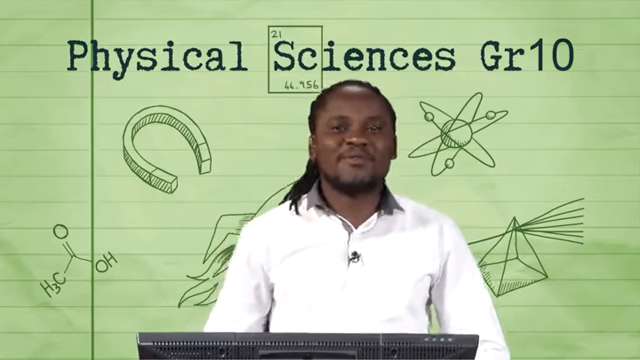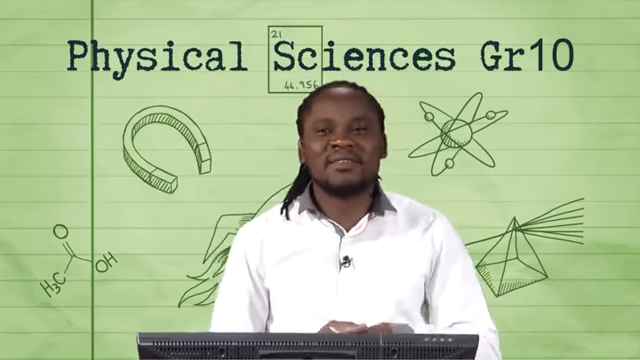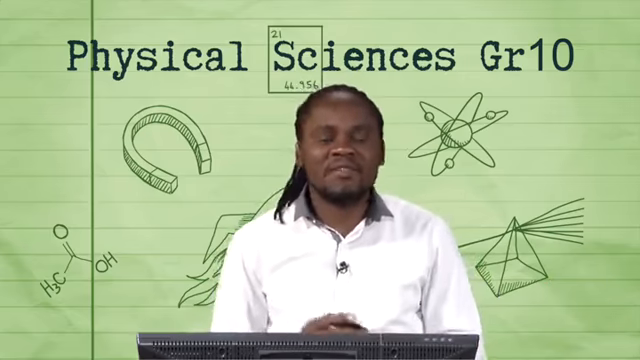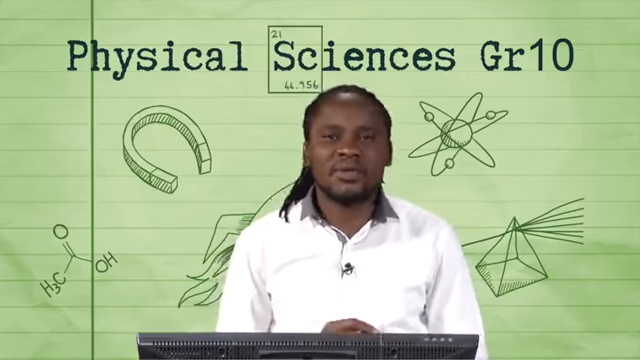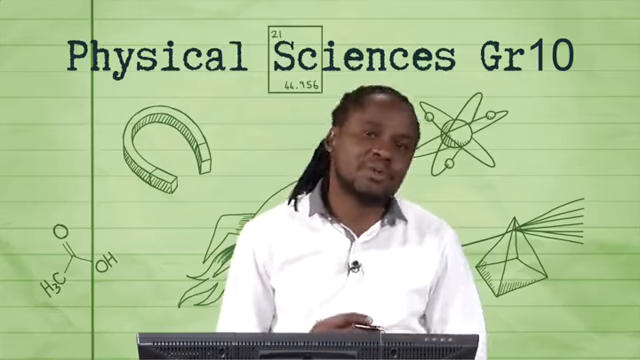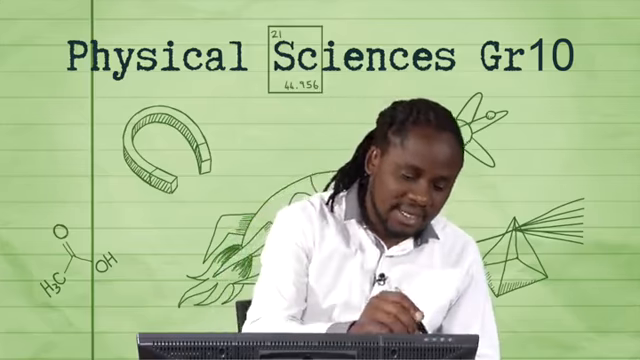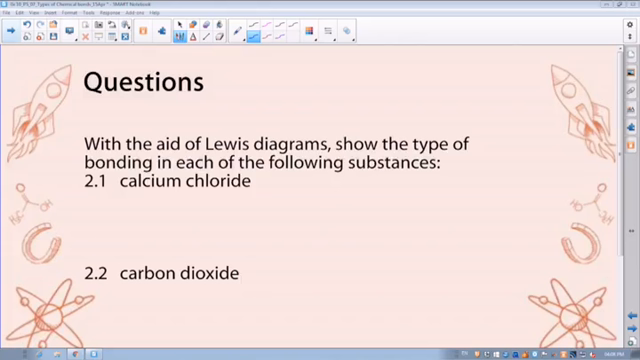All right, guys, hopefully you've made your attempt on the three compounds or substances that I gave to you. Let's quickly have a look at how the Lewis notation can be used to represent the type of bonding in each one of the three substances. Right. Now, the first one is calcium chloride. We understand that there is calcium and chlorine involved.